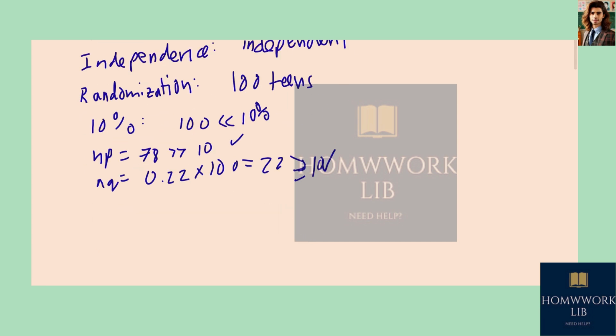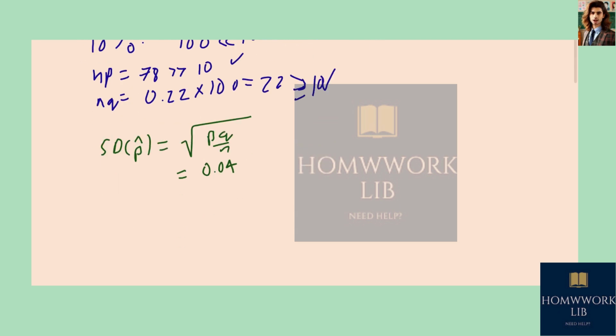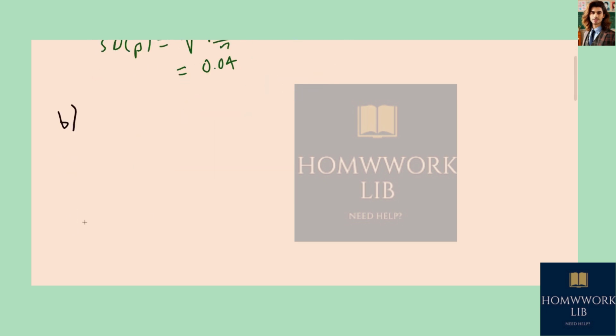So now we can calculate the standard deviation for our model. Standard deviation, and that is equal to the square root of pq over n. So you plug in those values, we get 0.04. So that's part A. Now on to part B of the question.